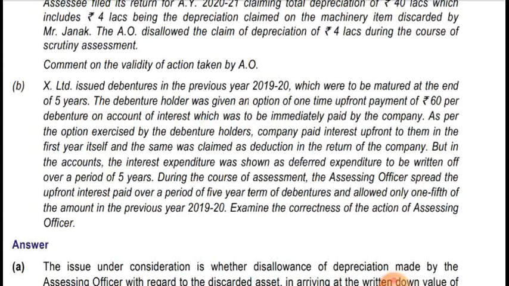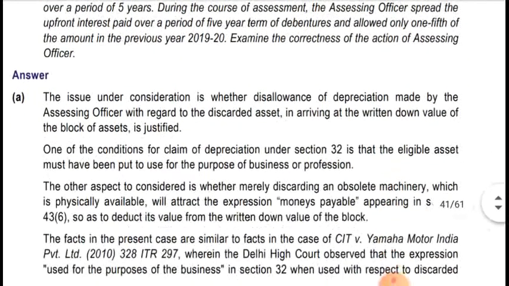In this case, as you all know, interest paid is allowed as per section 43B. So it will be allowed in the year in which it is paid, in the first year upfront only; in that year the entire interest will be allowed, and no disallowance will be made. The assessing officer is not correct to spread the interest over a period of 5 years. Company X Limited can claim the entire interest in the year in which it is paid by the company. Okay, let's see the solution.